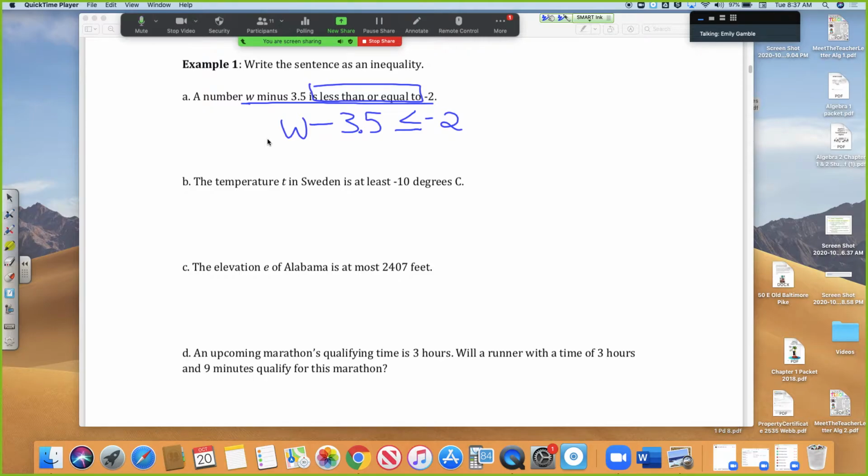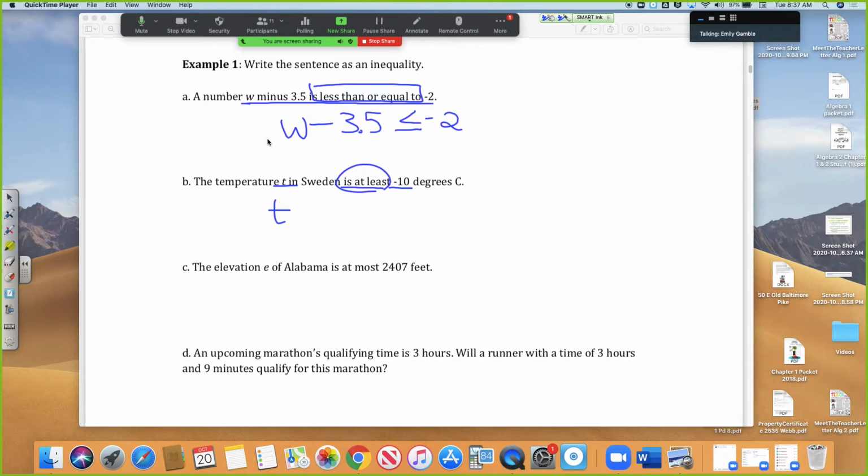So the next one says the temperature T in Sweden is at least negative 10 degrees Celsius. So what we really need is just the variable we're talking about, the symbol we're going to need, and then the number that's going to be compared. So the temperature T is at least. Now, I know when you see the word at least, you might be thinking, okay, least, less. It must be less than, or less than or equal to. But you really have to think about it.